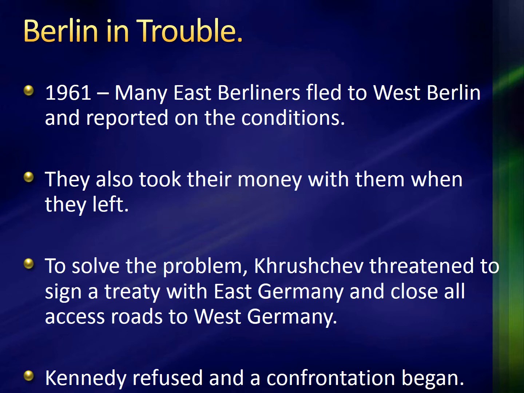So to solve this problem, Khrushchev threatened to sign a treaty with East Germany and close all access roads to West Germany. So he doesn't want people from East Germany or East Berlin leaving and going to West Germany or West Berlin. Kennedy obviously refuses this, and a confrontation is going to begin between, again, Kennedy and Khrushchev.